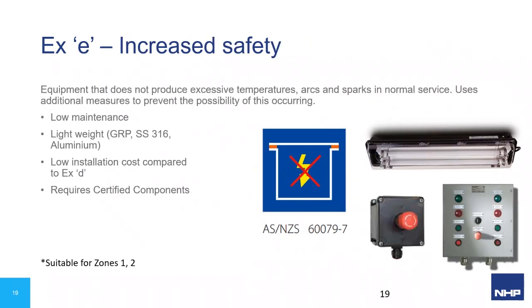Now, EXE works by avoiding an ignition source in the first place, and it does this by using equipment which doesn't produce arcs or sparks and limits the temperature of the enclosure. It has additional strict measures for avoiding these conditions, such as the derating of terminals, having the correct clearances and creepages, and limiting the amount of heat generated by components inside the enclosure. These are better than EXD in terms of maintenance and installation costs, and they're generally lightweight and easier to work with. However, you are limited to specifically using EX certified components inside. But like EXD, EXE is still good to go in all gas zones except 0, so it's good for zones 1 and 2.